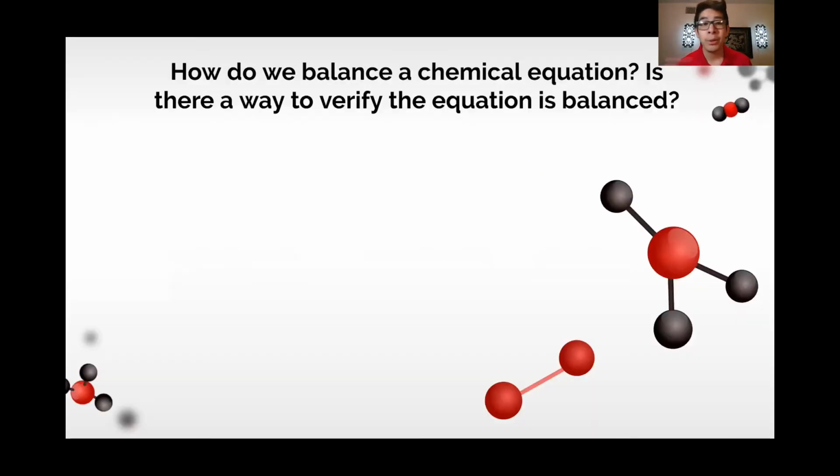So, how do we verify the equation is balanced? If we look at this example that I provided earlier, we saw that you can't just add a 2 on the product side for H2O in order to balance it, because when you change that subscript, you change the formula, and we don't want to do that.